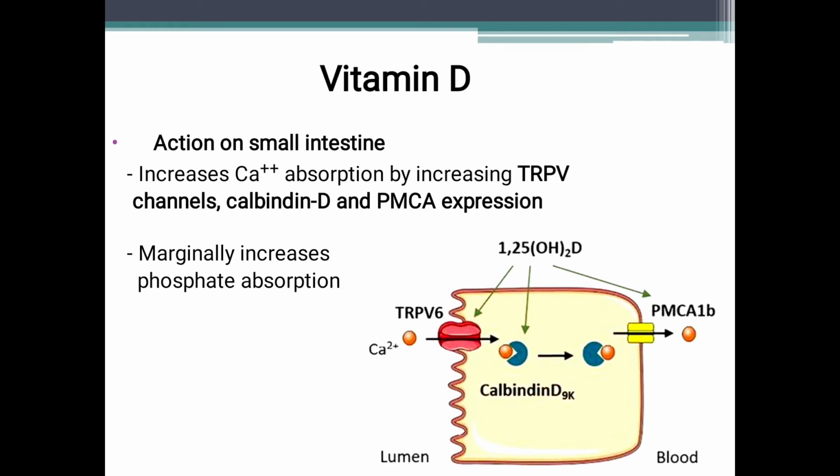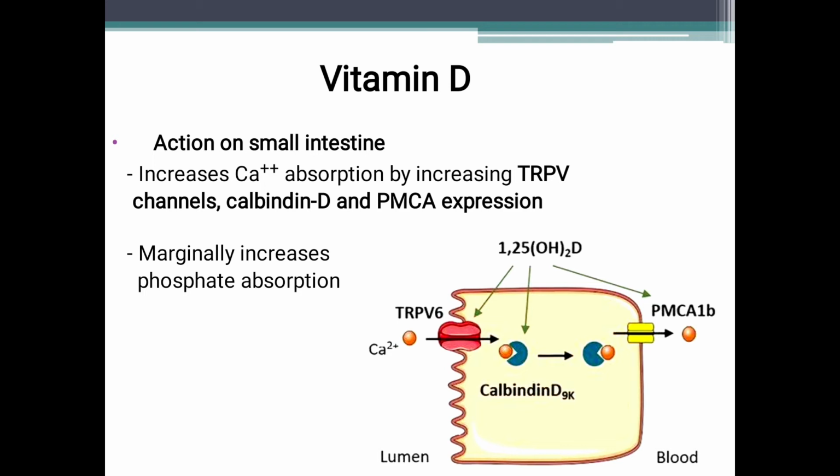Next, coming to the actions of vitamin D. I told you, this vitamin D acts on three organs: intestine, kidney, and bone. So what is the action of vitamin D on the small intestine? It increases calcium absorption. Vitamin D increases calcium absorption by increasing TRPV channels, calbindin D, and PMCA expression.